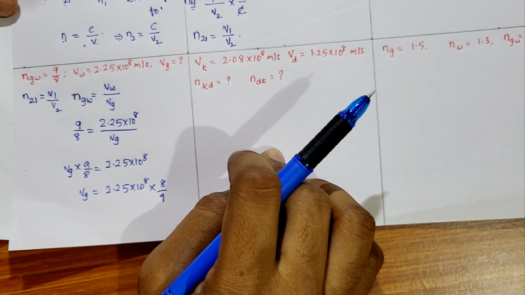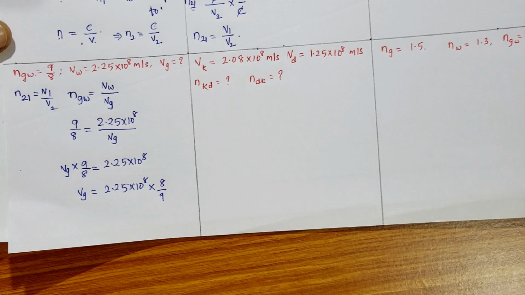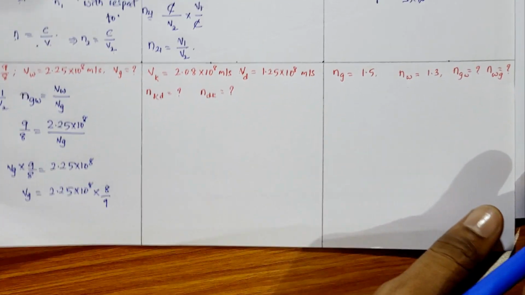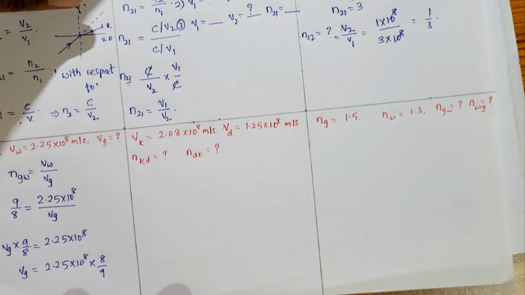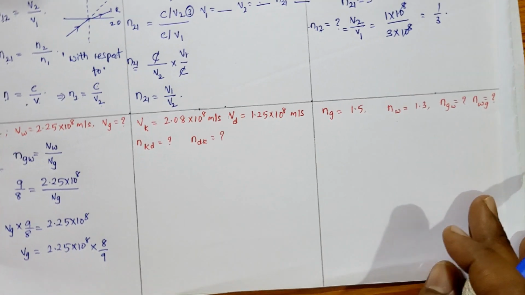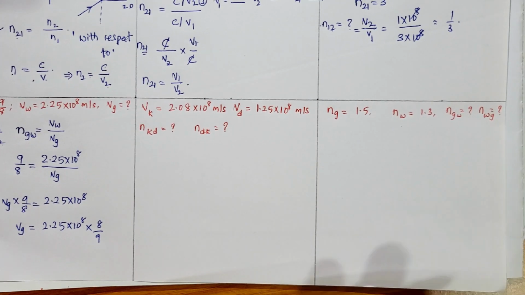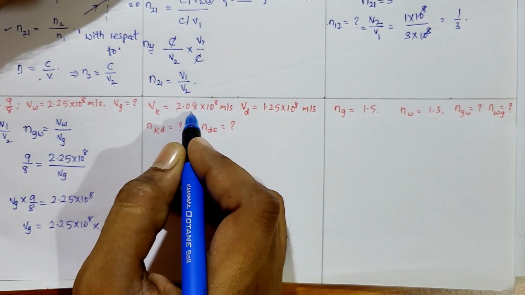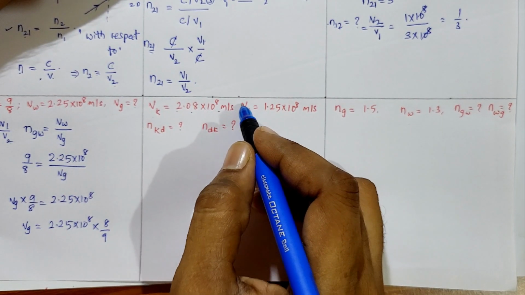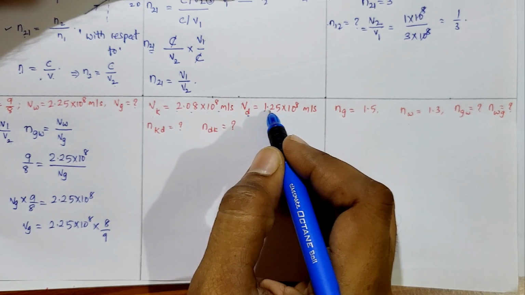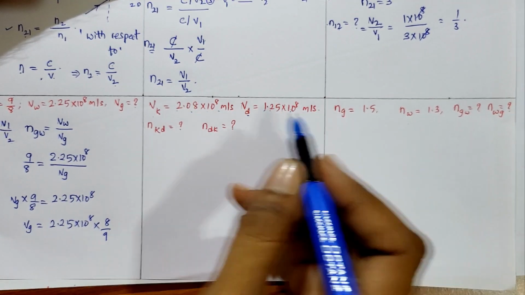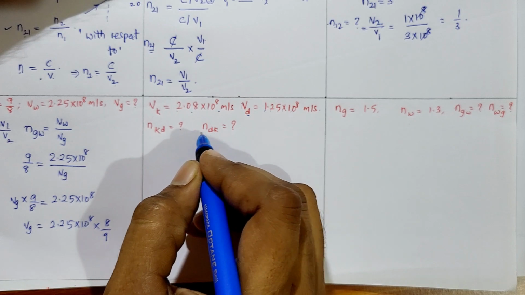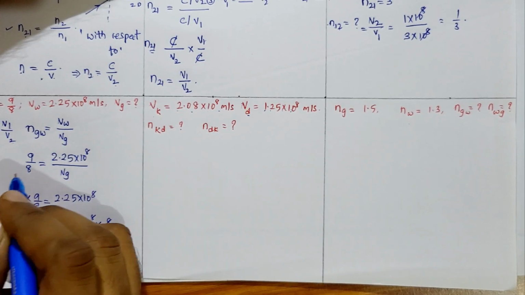Now let us take another way of asking the same question. So you know how they asked. See now. Speed of light in kerosene is 2.08 into 10 power 8 meters per second. Speed of light in diamond is 1.25 into 10 power 8 meters per second. What is the refractive index of kerosene with respect to diamond? And what is the refractive index of diamond with respect to kerosene?